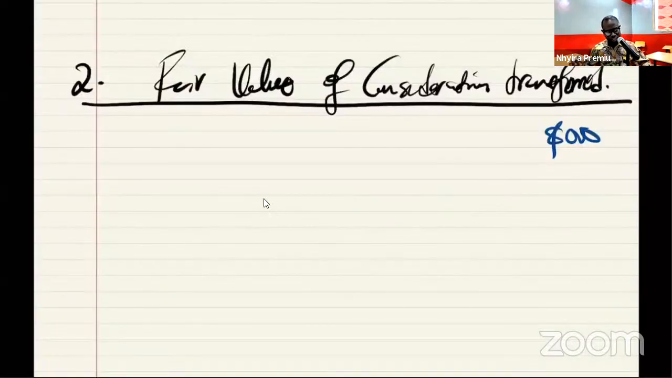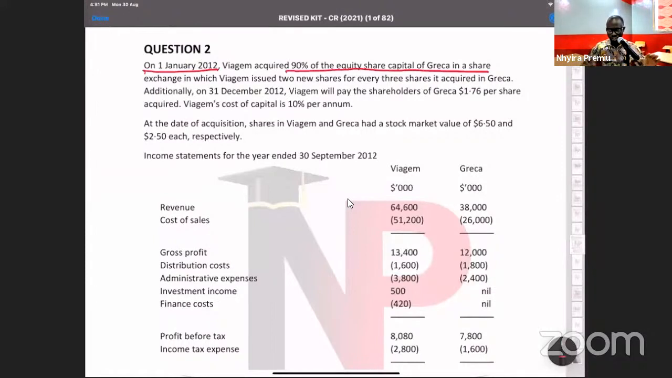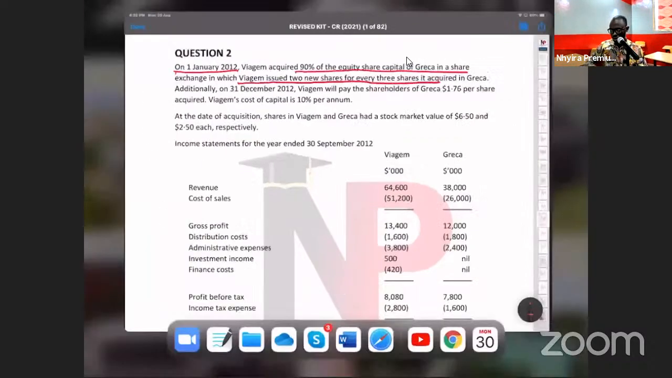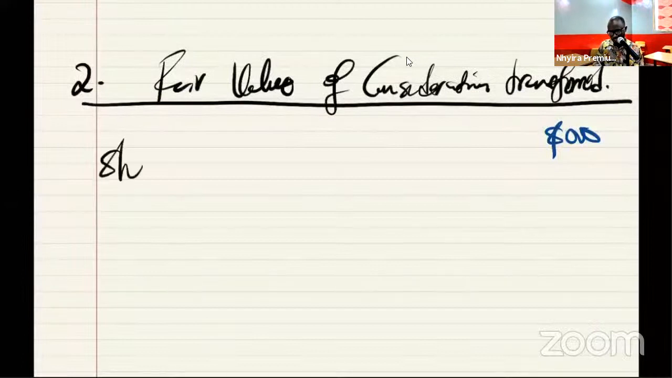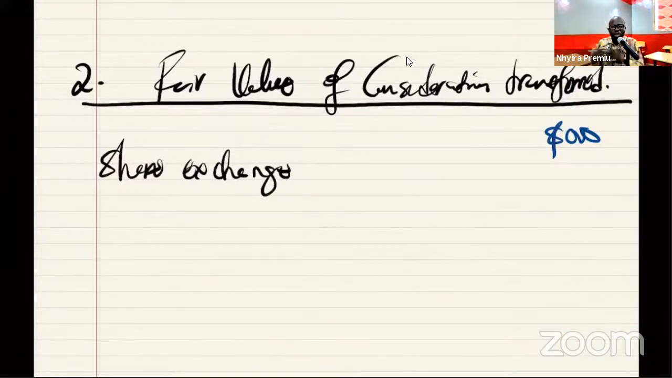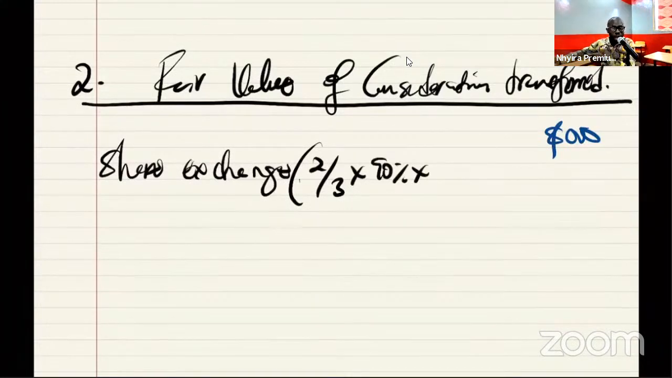The examiner said, in a share exchange, stay with me carefully, in which Viagem issued 2 new shares for every 3 shares acquired in Greaser. So the question we ask ourselves is, what is the value of the share exchange? We give 2 for every 3. So it's going to be 2 over 3 multiplied by 90% of the shares we acquired in Greaser.